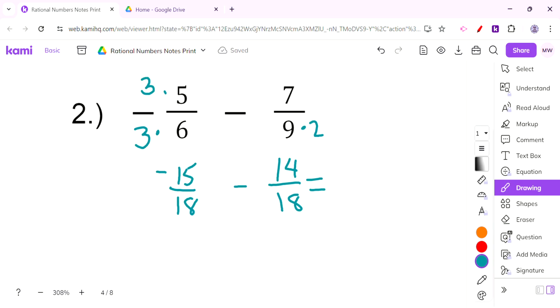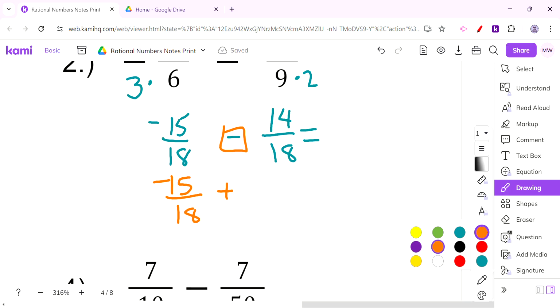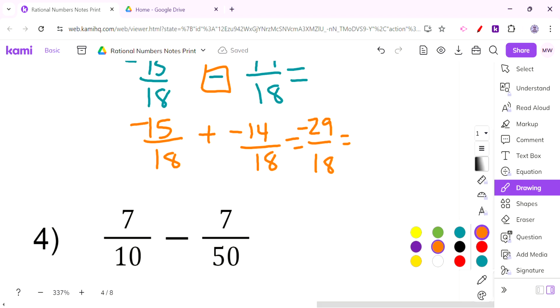All right, and next we are going to do keep, change, change. So negative 15/18, we are keeping that. The minus is going to turn into a plus, and this positive 14/18 is now going to become negative 14/18. And then we end up with negative 15 plus negative 14 is negative 29. All right, 18 goes into 29 how many times? It goes in once. And then 29 minus 18, so there's 11 leftovers. One whole time with 11 leftovers.